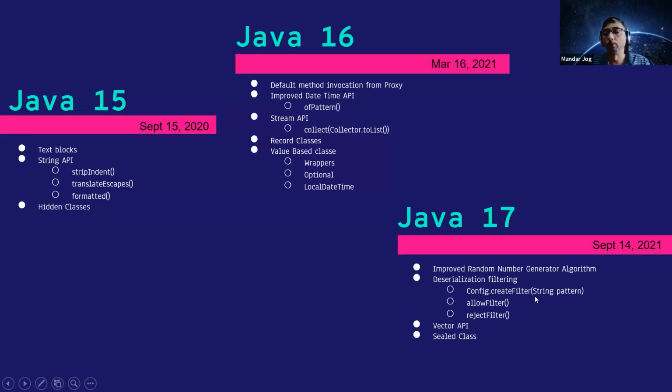You can create a filter, you can allow a filter, specifying which types of objects are available, and which types of objects you want to reject when you deserialize, so that you don't end up with exceptions. All these things are covered in deserialization filtering. And then there is a Vector API given to you. And lastly, which is very famous in the current industry, is sealed classes. So this is all about the overview of the different versions which are available to you.